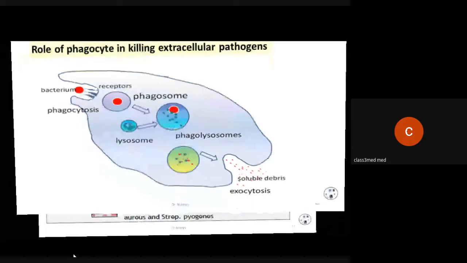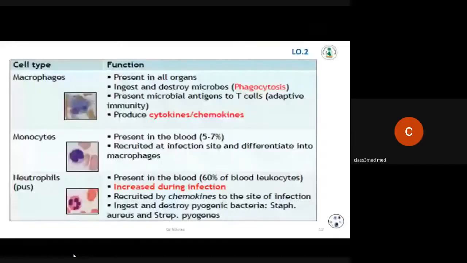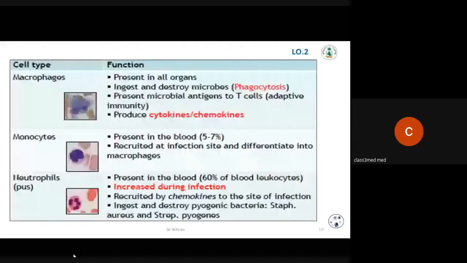We have many phagocytic cells, many types; these are some of them, not all. Macrophages are present in all organs, ingest and destroy microbes, present antigen to T cells for immunity, and produce cytokines and chemokines.